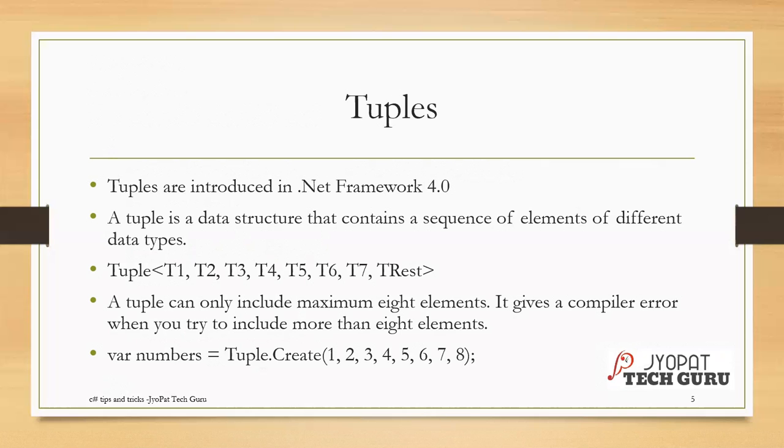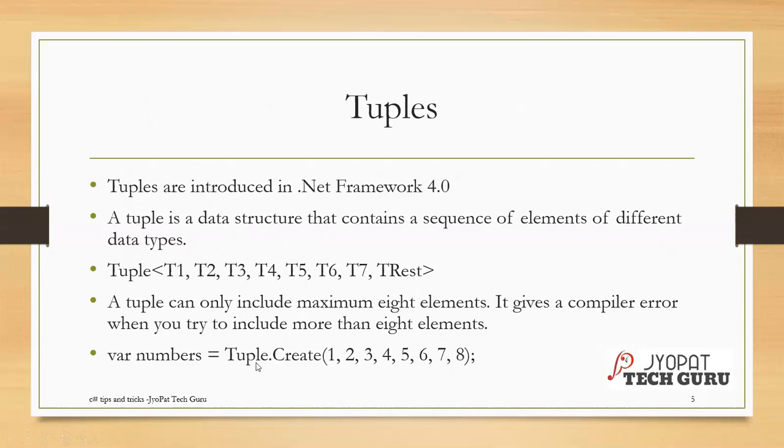Just as we have structures and enumerations, similarly tuples are introduced in the .NET Framework, which help us to define a set of data of different data types. As per the definition, we have Tuple T1, T2, T3 up to TRest. The maximum limit I can store is 8 elements. If you try to store more than 8 elements, it is going to give you an error.